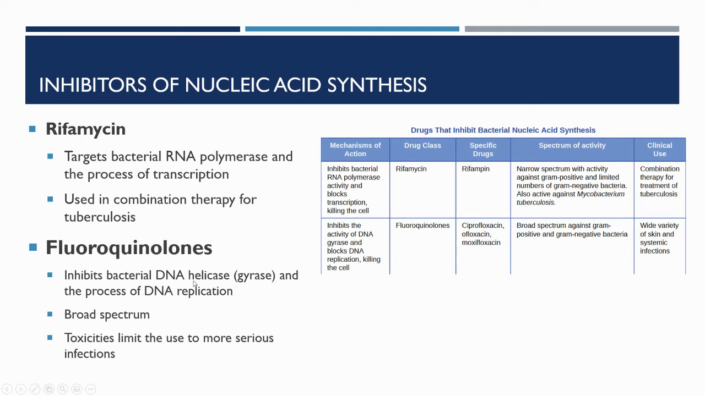If we don't unwind and unzip our two strands of DNA from each other, then DNA polymerase can't access the template strands in order to build their corresponding complementary strands, and we don't get DNA synthesis or replication. If we don't replicate our DNA, our bacteria don't divide, and that's the end of the population. This is broad spectrum. It will cover gram-positives, negatives, mycobacterium, but its toxicities limit its use to much more serious infections.